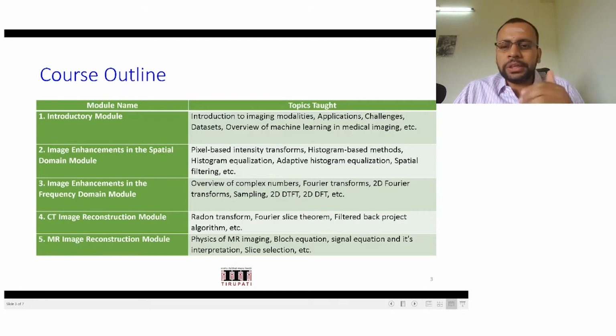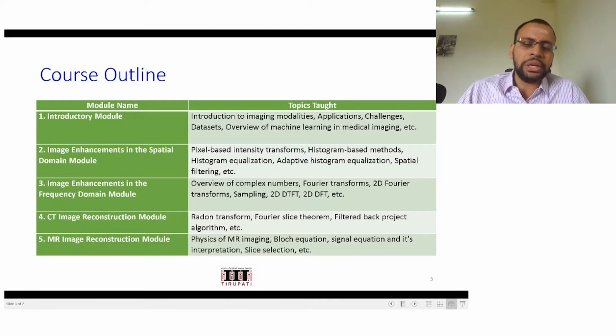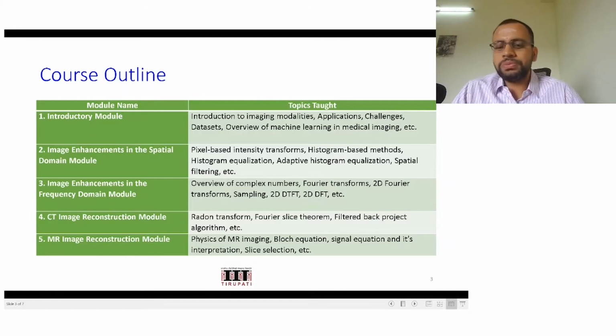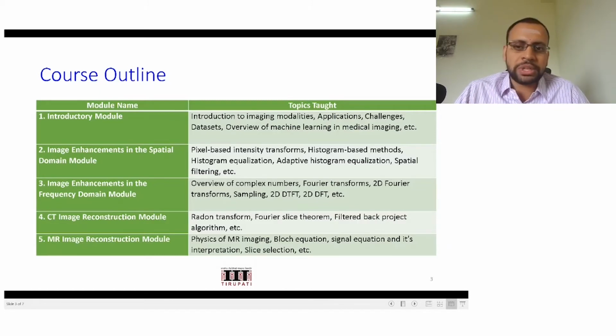And second and third modules are more towards learning image processing methods or algorithms, approaches that will be very useful in particular in the medical imaging, and in general in other areas of study as well, for example be it in computer vision or in other subjects as well. So then the fourth and fifth modules would be more specific to medical imaging domain, where you would be again studying reconstruction methods for CT imaging and MR imaging.